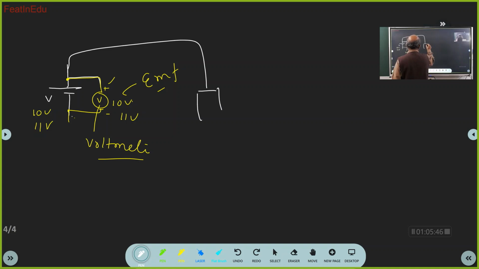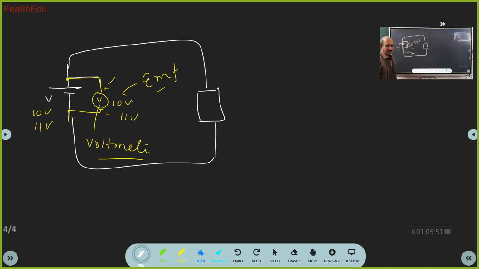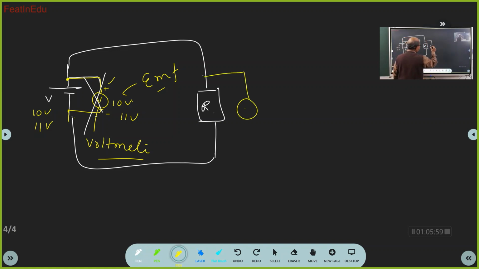battery to a resistor. I'll connect this battery to a resistor. Okay. Now I will connect this same voltmeter here. This same voltmeter I will connect here. So the voltmeter will also give you some reading. It will give you X volts reading. Assume it will give you some reading. Now, how do you interpret this reading?